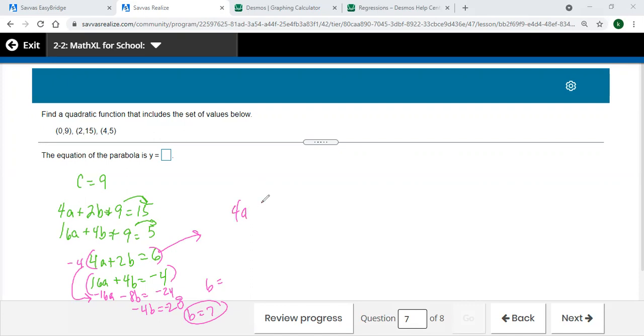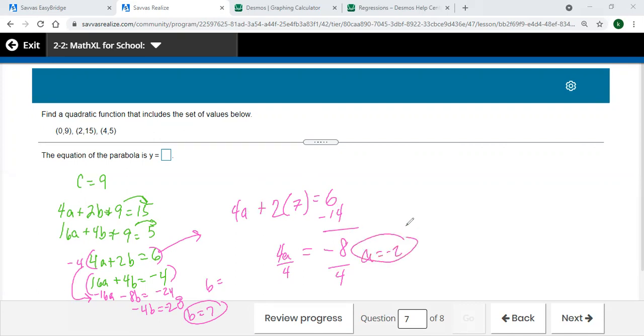4a, I don't know, plus 2 times 7 equals 6, minus 14, that'd be a -8. 4a, divide by 4, I got a -2 for a.